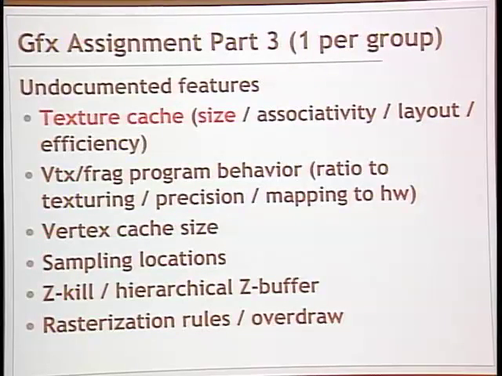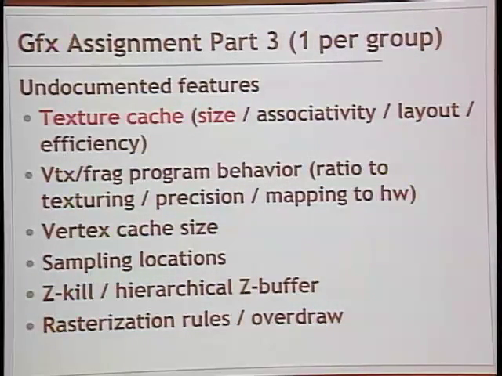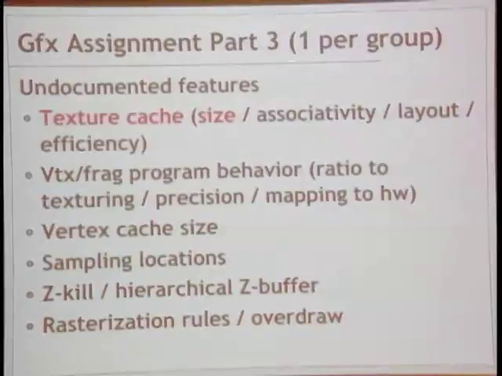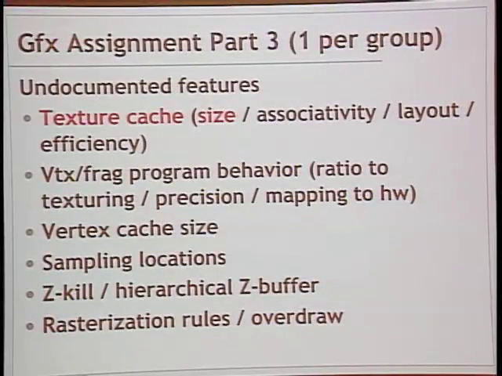We have a big list of different things. I'm happy to listen to things that you're interested in. But your goal is to convince the graphics hardware to tell you something that the vendors aren't going to tell you. You're going to design experiments to do this. I'm happy to hear your ideas and offer some suggestions. But your job, from the graphics point of view, is to do this. This is one that's been popular: sampling locations.